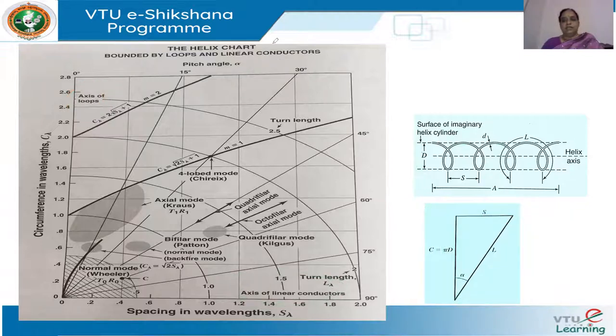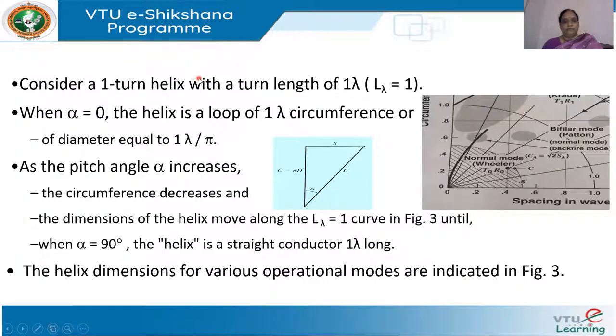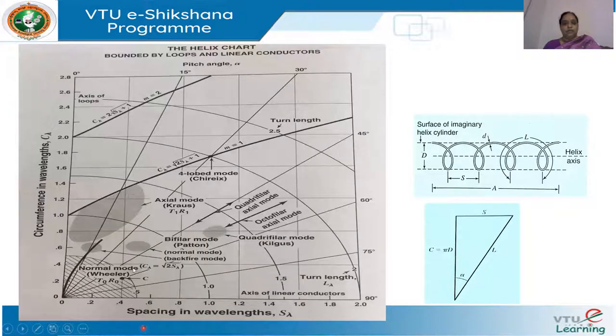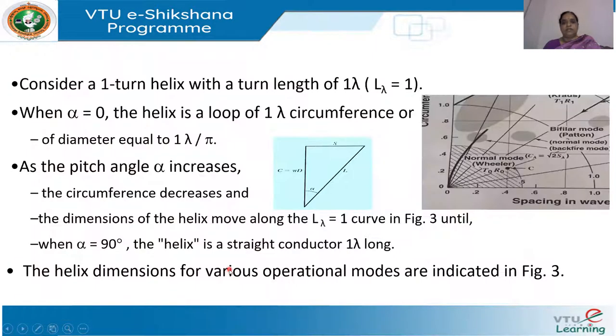In this case, it becomes the axis of linear conductors, that is, only dipoles. This is in terms of alpha. So when the spacing is zero, alpha is zero, and the helix becomes a loop. When the diameter is zero or the circumference is zero, alpha becomes 90 degrees and the helix becomes a linear conductor. So you can say that the ordinate axis, the y-axis, represents the loop, while the abscissa axis, the x-axis, represents the linear conductor. The area between the two axes represents the general case of the helix.